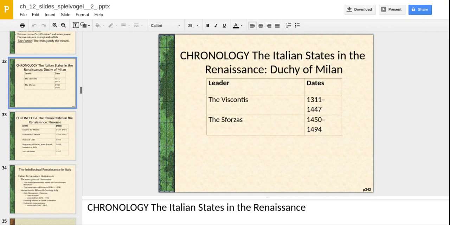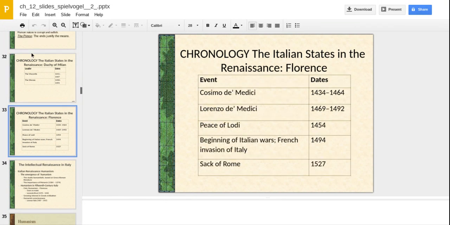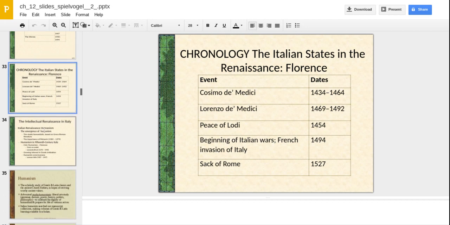A little chronology for the Duchy of Milan. Two separate families here, the Viscontis and the Sforzas. And then you have a little of the same here. In Florence, you have Cosimo de Medici, who starts the whole shebang, and then Lorenzo, and then you get this piece of Lodi for a little bit. And then the French begin invading, and it ends with the sack of Rome.